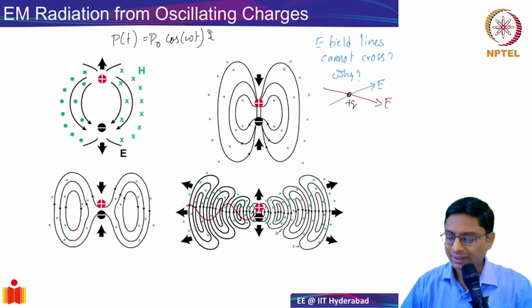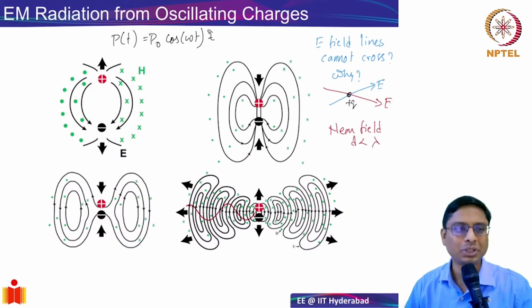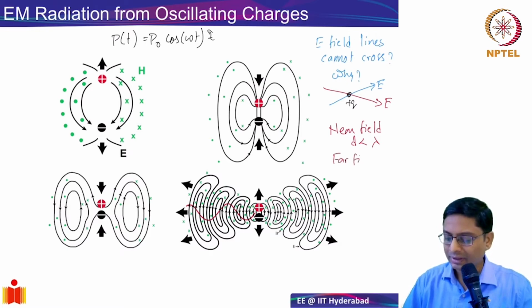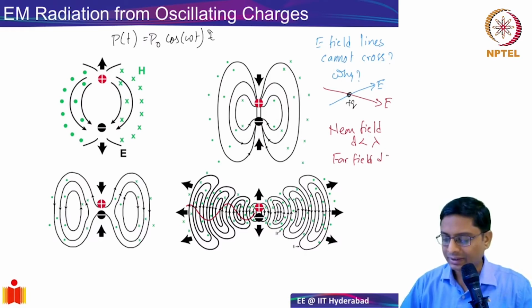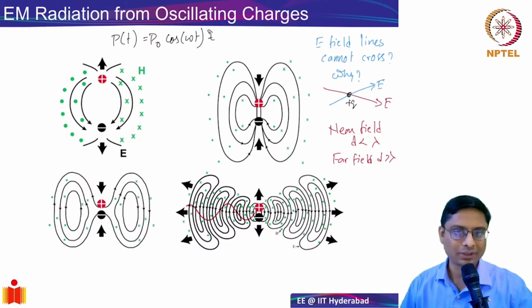One we call a near field regime, which essentially means that the distance is less than lambda. We usually call it near field. And the far field regime, where the distance from, let's say, the source of the field is larger than lambda, is usually called far field.